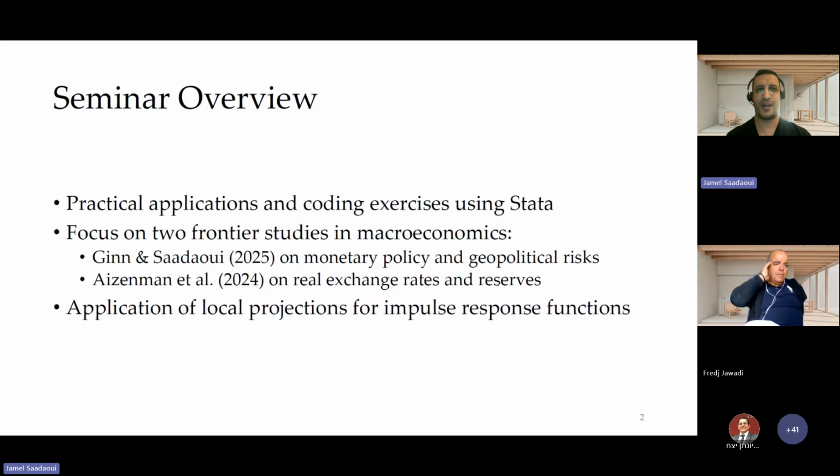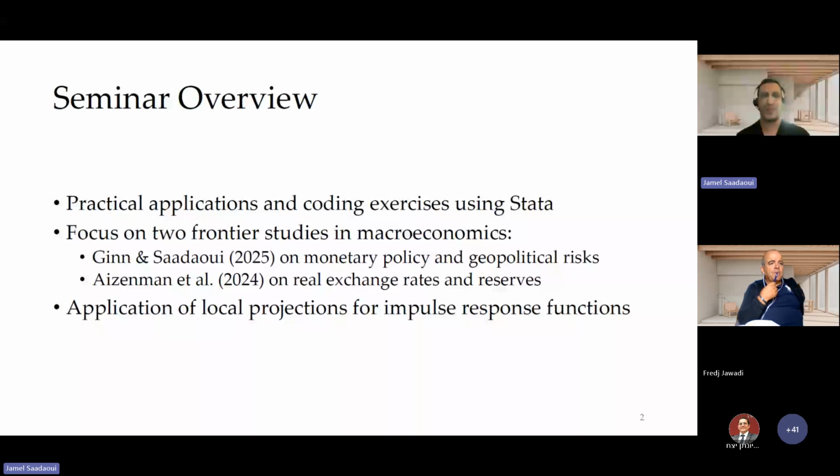And I will start with the seminar overview. What we are going to do here is to apply and learn how to estimate local projection using a very well-known software, which is Stata. But of course, you can estimate local projection with whatever kind of software. You have R, you have MATLAB, you have Go. As soon as you can do OLS estimates, you can estimate local projection, which is a very nice thing.